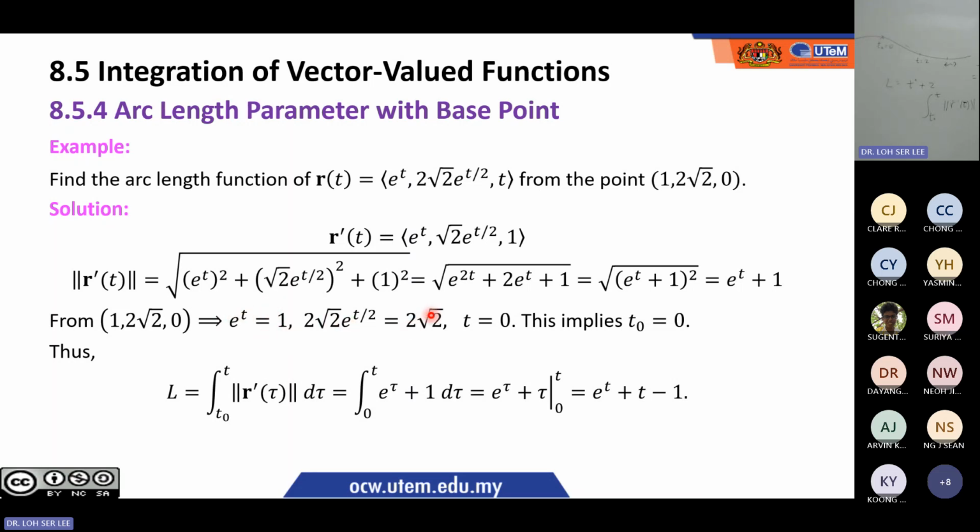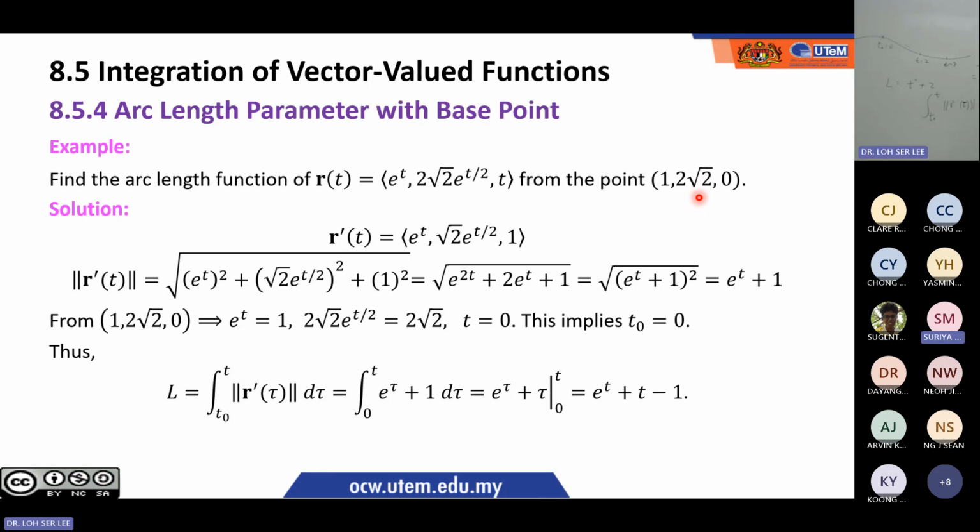Then for this one, you cancel out the 2√2 with the 2√2. You get e^(t/2) equals 1. So when t is 0, you get 1. When you solve this, you get t equals 0, and from here also t equals 0. Meaning that when you solve all three equations, you get t equals 0. So t equals 0 represents this point.